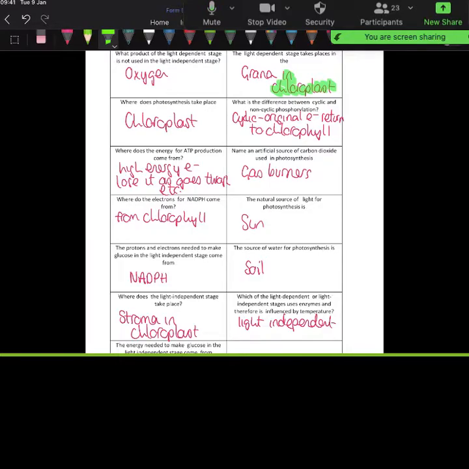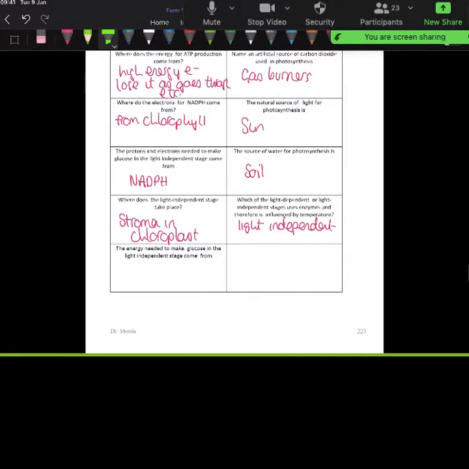Natural source of light is your sun. Your protons and electrons needed to make glucose come from NADPH. The source of water is from the soil. Where does the light independent stage take place? It is the stroma, and again put in the chloroplast and it hits whatever way she wants to ask it. And which stage uses enzymes? It is the dark stage. Energy needed to make glucose comes from ATP.